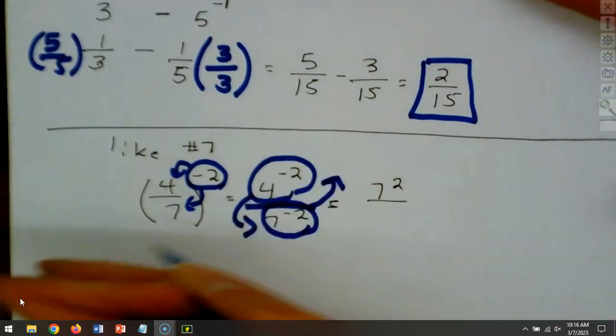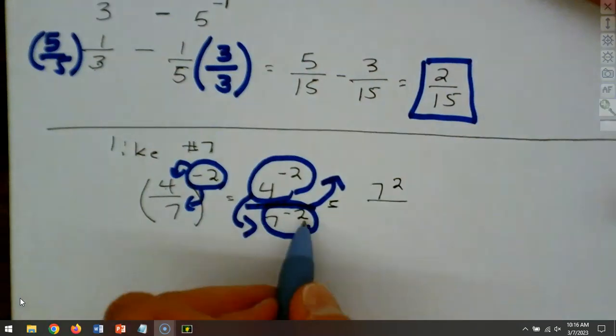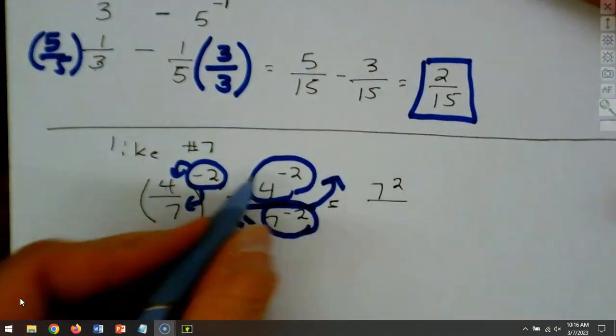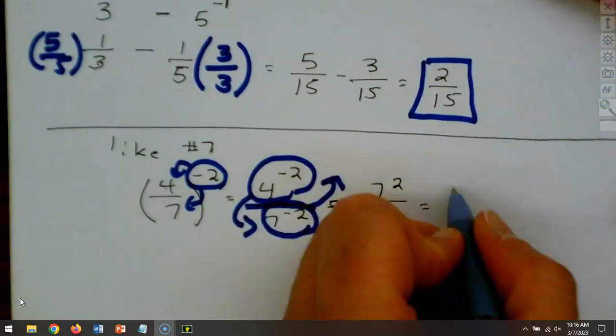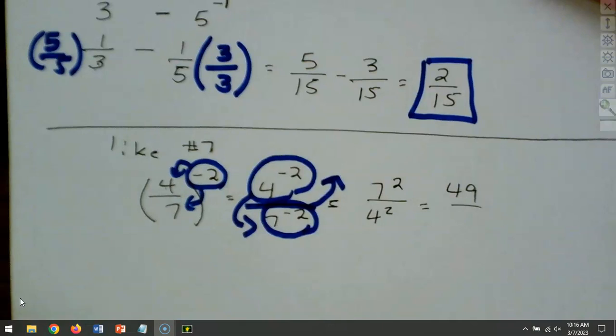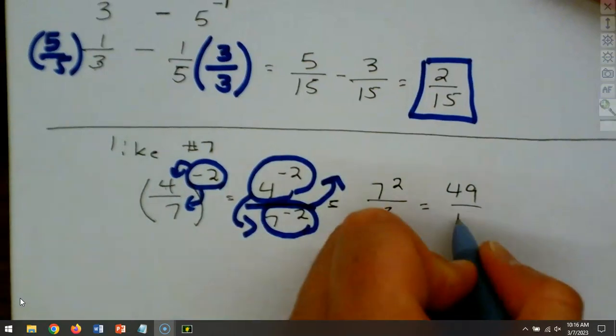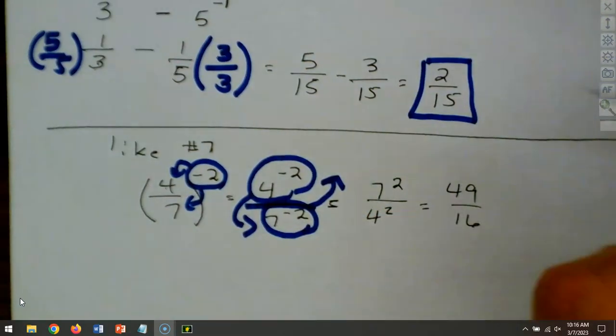So then rewriting, that is going to be 7 squared. When it comes up, it becomes positive over 4 squared. And we know 7 squared is 7 times 7, which is 49. And 4 squared is 4 times 4, which is then 16.